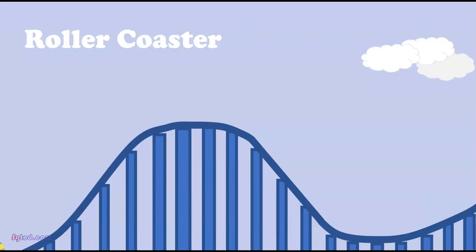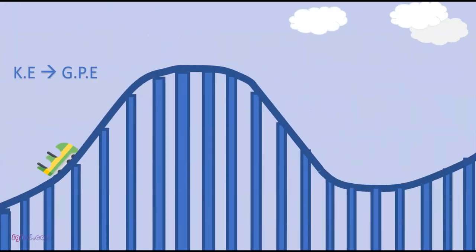Finally, let's look at the roller coaster. The motor provides a force to pull the roller coaster car to the top of the hill. It transfers energy to the car. At the top of the hill, the car has gravitational potential energy. As the car glides down, its gravitational potential energy is converted to kinetic energy. At the bottom of the hill, all its gravitational potential energy has been converted to kinetic energy. And this kinetic energy enables the car to accelerate and run back uphill.